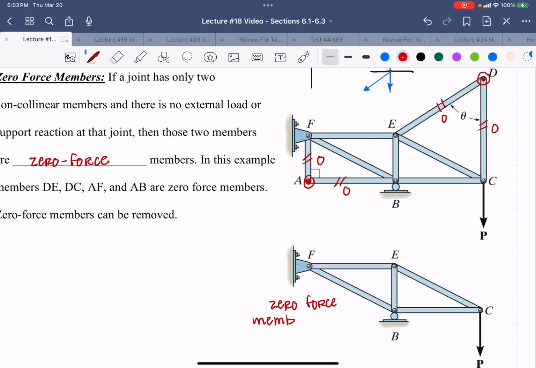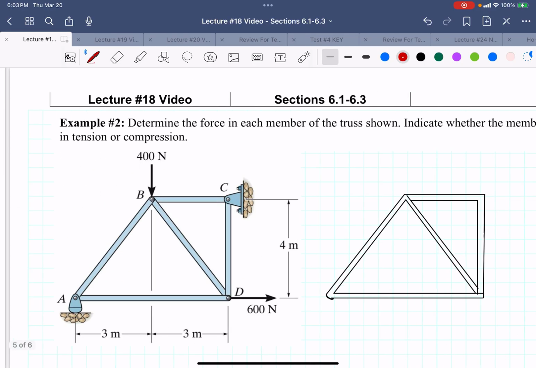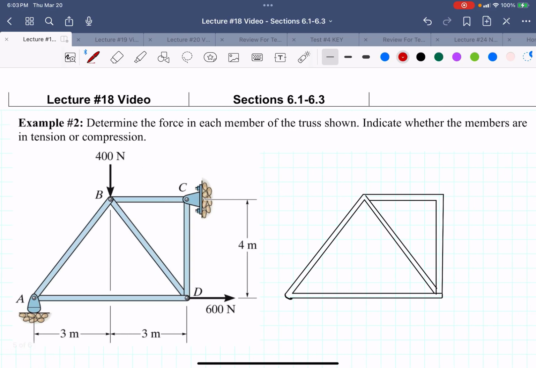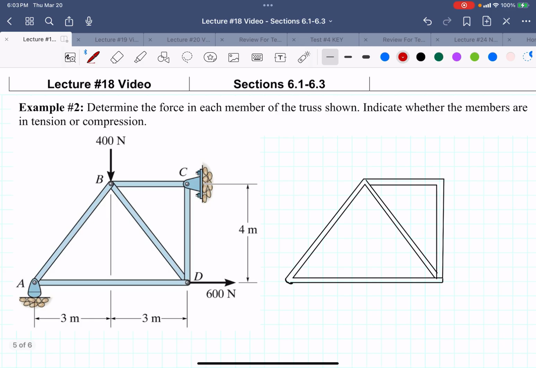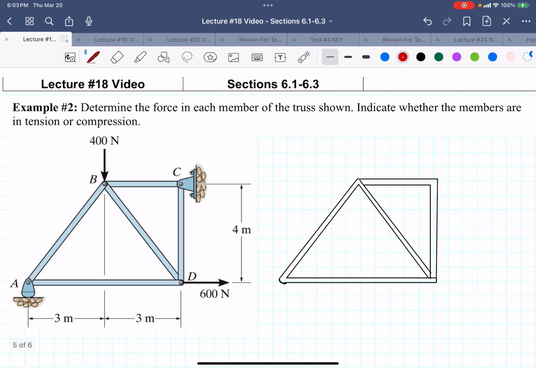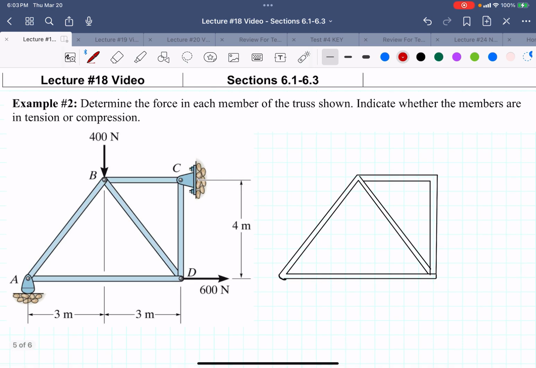All right, let's look at another example now that we've gone through zero force members a little more formally. Let's look at our next example. In example number 2, we are going to determine the force in each member of the truss shown, and we're going to talk about whether they are in tension or compression.